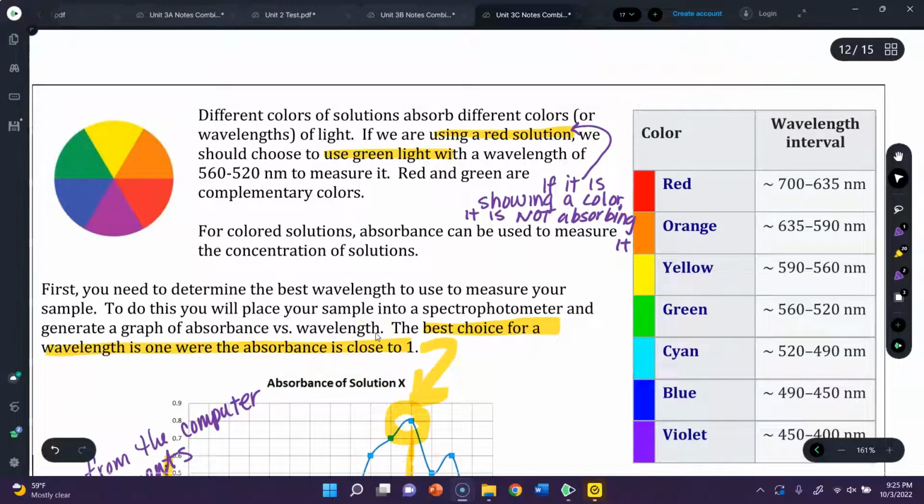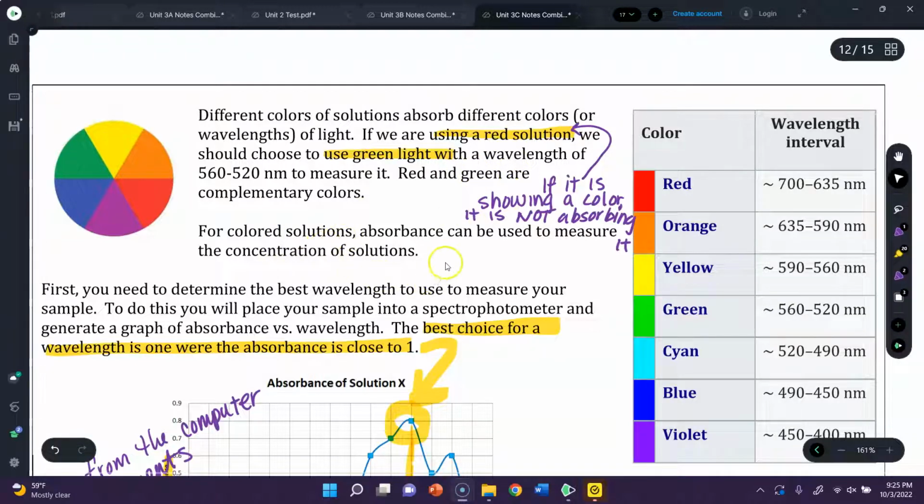Different colors of solution absorb different colors or wavelengths of light. If we are using a red solution, like an iron solution, a lot of iron salts have a red color, we should choose a green light with a wavelength between 560 and 520 nanometers. That is because if it's a red solution, that means it is emitting that light. It is not absorbing it. Well, you want to look at what it's absorbing, and it's usually best absorbing its complementary color because you're seeing its opposite the strongest.